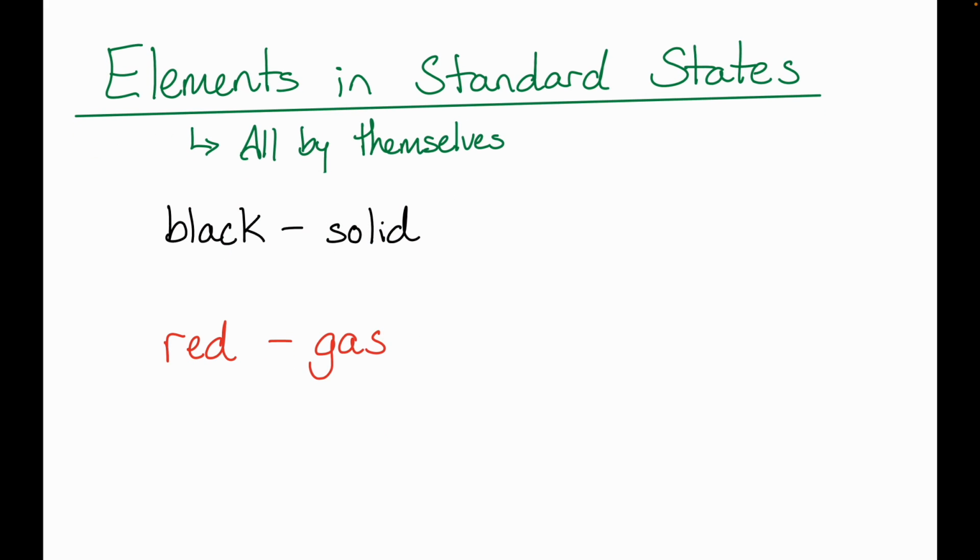Okay? There are only 2 elements up there that are listed in blue. Can anybody find one of them? Mercury is one of them. What's the other one? Bromine. So these are the only two elements that in their standard state are liquids.